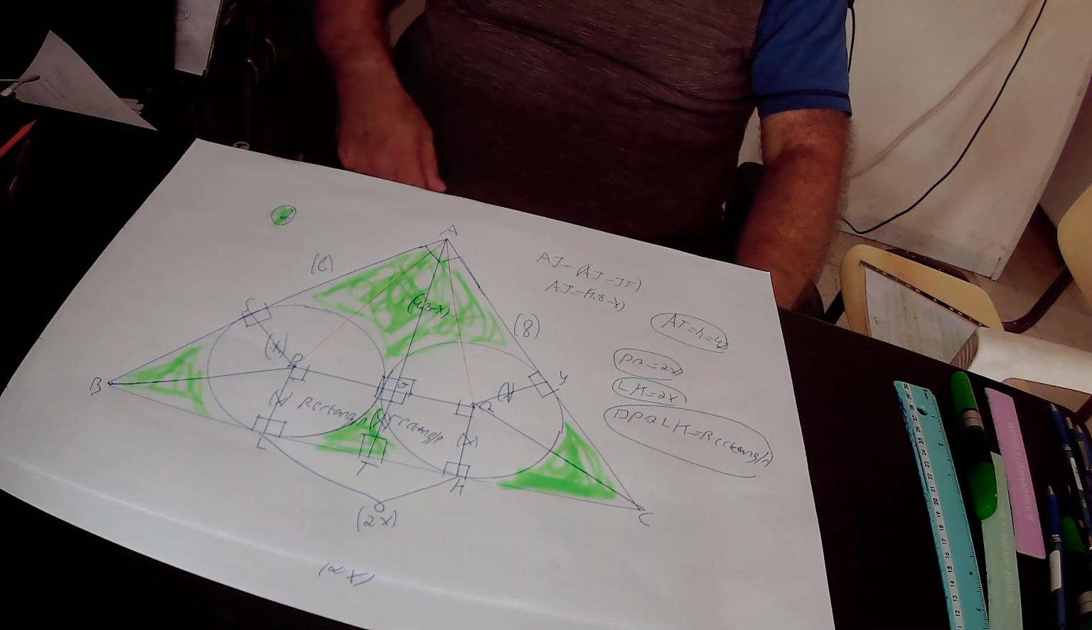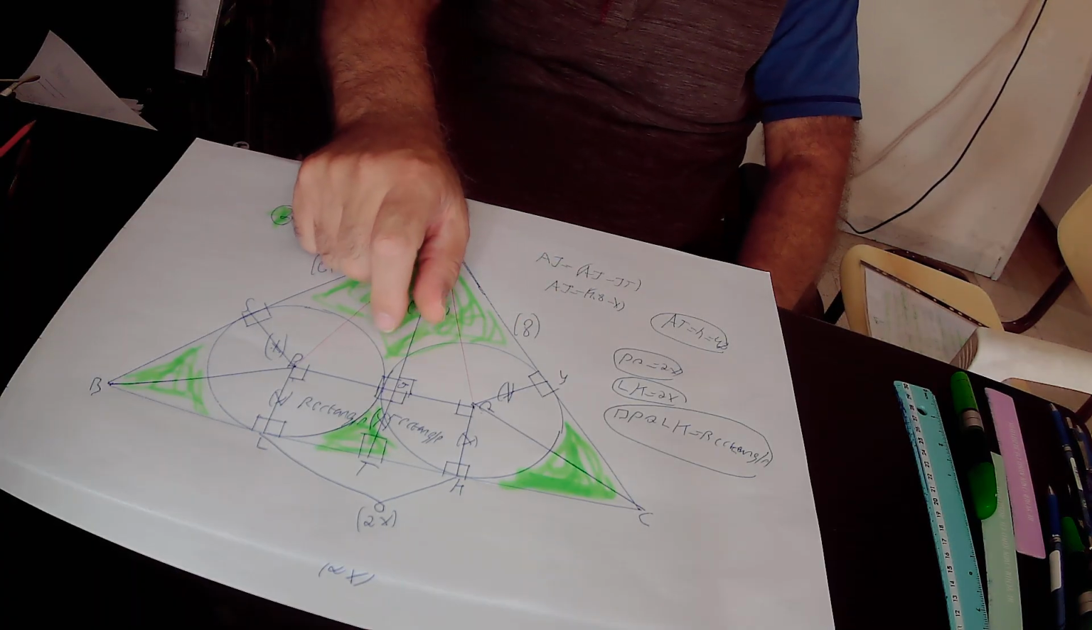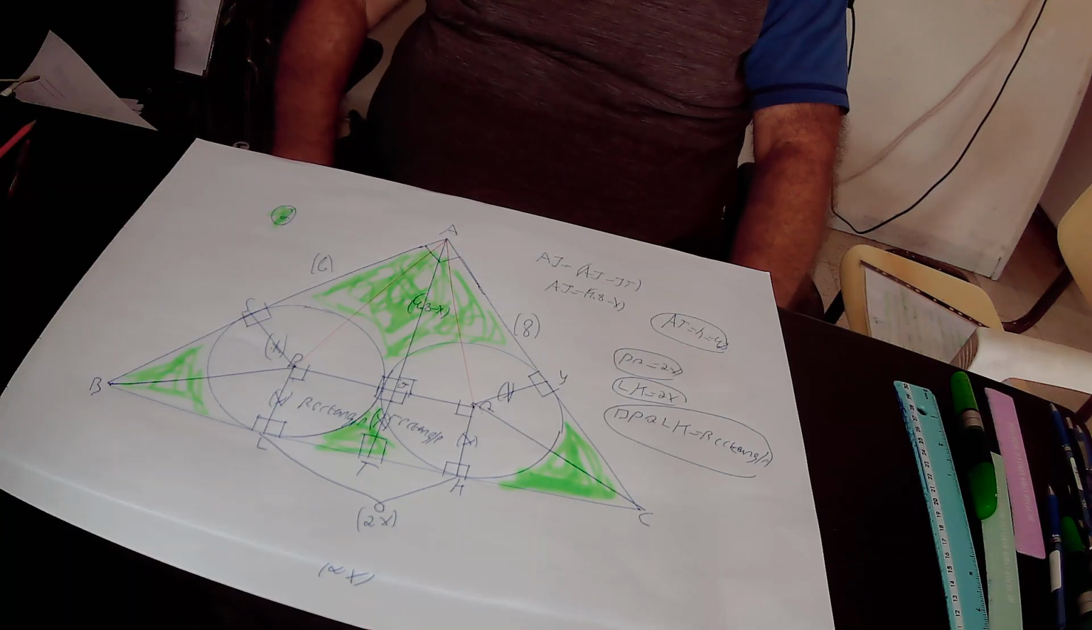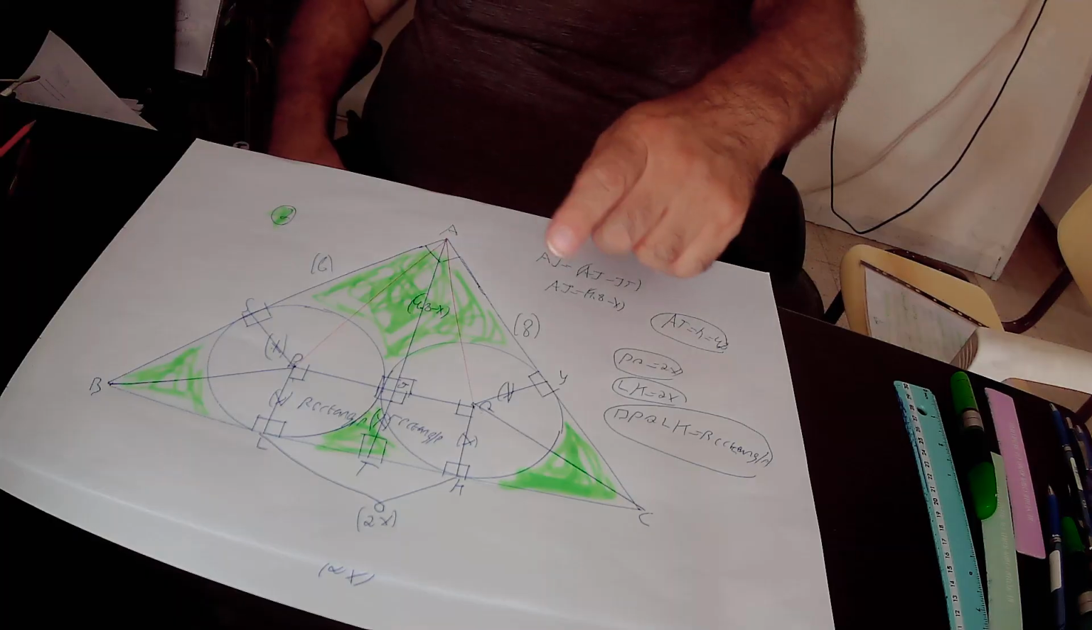So we already found out that PQ equals 2x. Those two angles are both right angles. In the next step, we join points A and P together with a straight line. We join points A and Q together with a straight line.